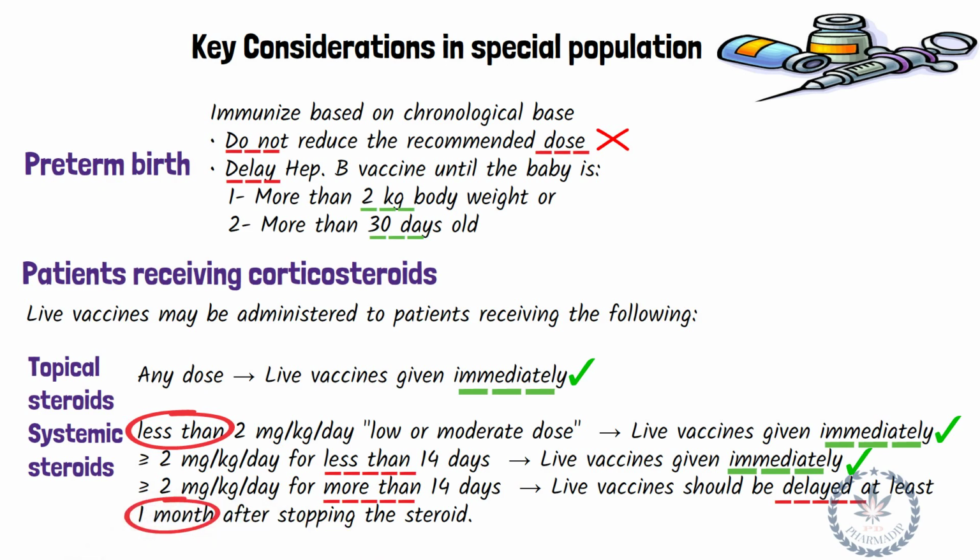Quick recap. If a patient is receiving topical steroids of any dose and systemic steroid of dose less than 2 mg per kg per day, also if the dose is more than 2 mg per kg per day but for less than 14 days, then live vaccine is given immediately. However, if the same dose is given for more than 14 days, then vaccine should be given at least 1 month after stopping the steroid.